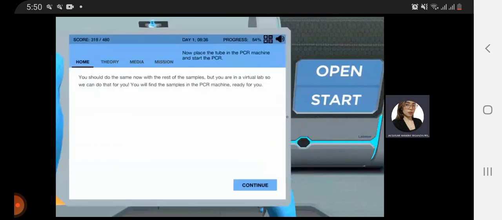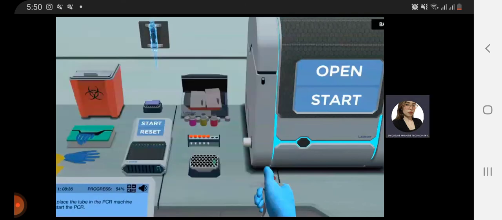You should do the same now with the rest of the samples, but you are in a virtual lab so we can do that for you. You will find the samples in the PCR machine, ready for you. Now place the tube in the PCR machine and start the PCR.